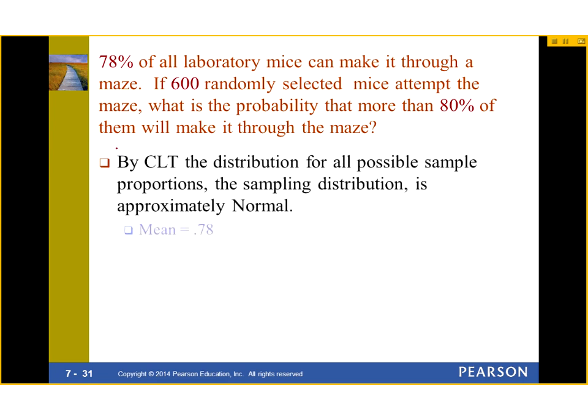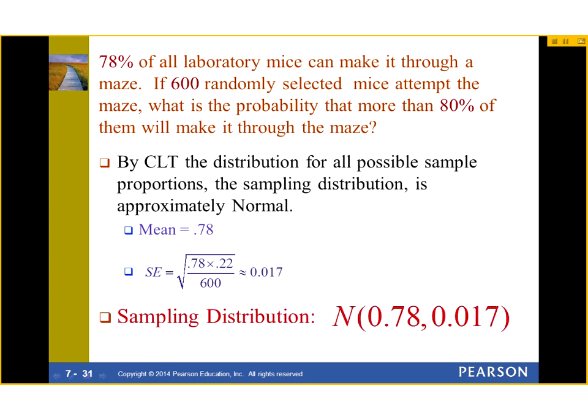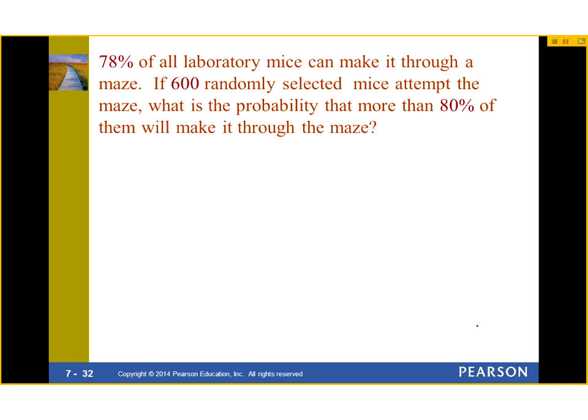We know that the sampling distribution is approximately normal. Our mean is 0.78, and our standard error is calculated to be 0.017. So we write our sampling distribution as N. There's our mean and our standard error.